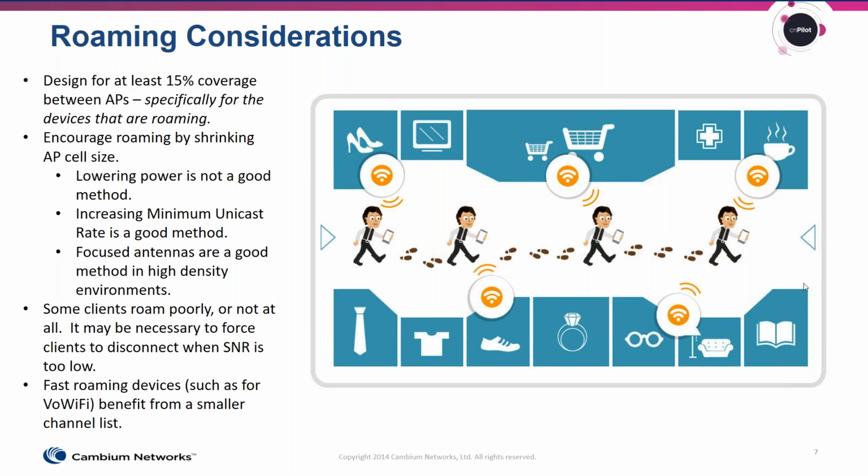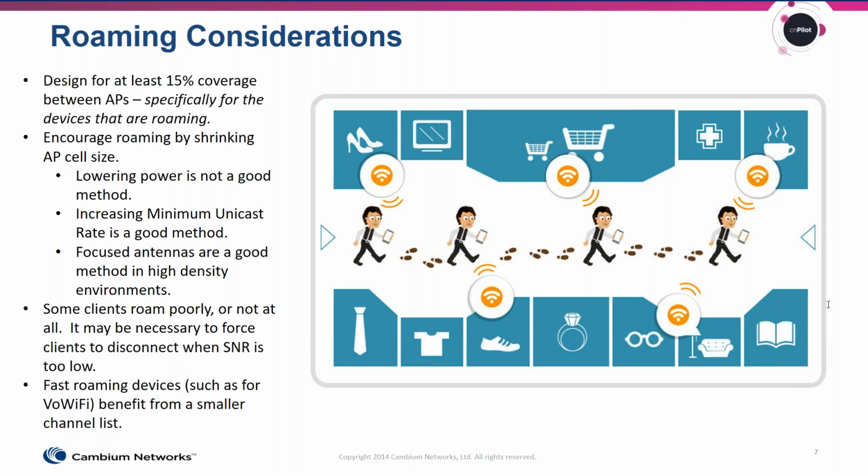That does two things. That shrinks the cell size for each AP and encourages clients to roam more readily, but it also eliminates any B clients. So if you don't want B clients on the network in 2.4, then you set the minimum data rate to 12 and they can't connect. Of course, there are no B clients in 5 gig.